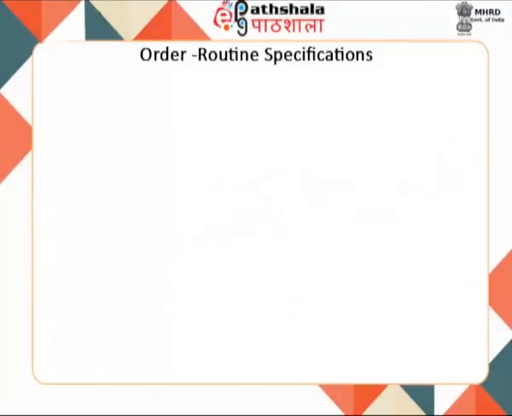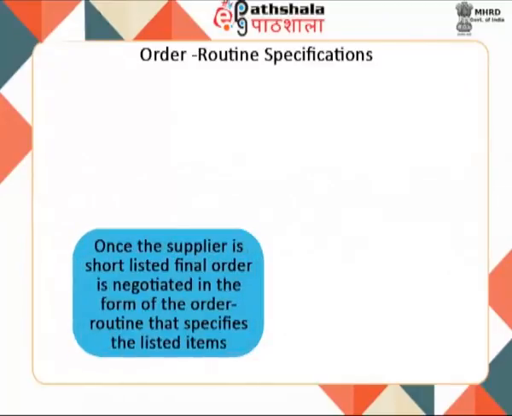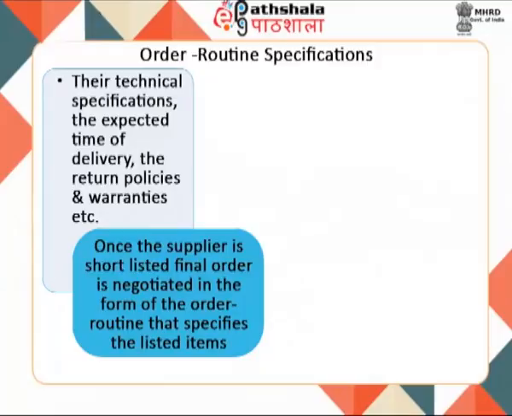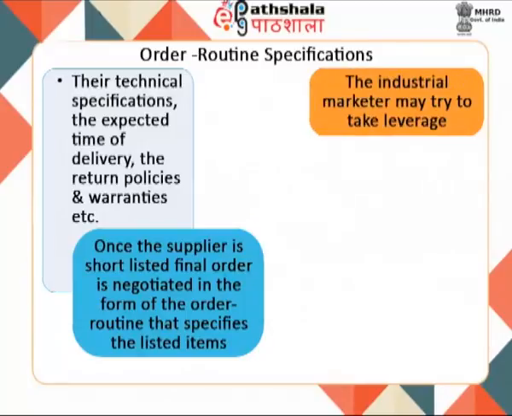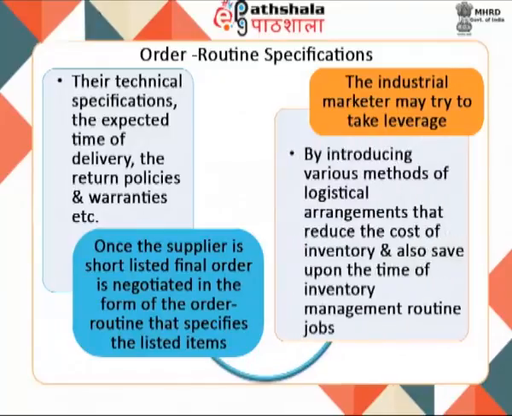Next stage is order routine specifications. Once the supplier is shortlisted, final order is negotiated in the form of the order routine that specifies the listed items, their technical specifications, the expected time of delivery, the return policies, and warranties, etc. Beyond the listing and understanding of these specifications, the industrial marketer may try to take leverage by introducing various methods of logistical arrangements such as stockless purchase plans, continuous replenishment program, vendor managed inventory, etc. that reduces the cost of inventory and also saves upon the time of inventory management routine jobs.